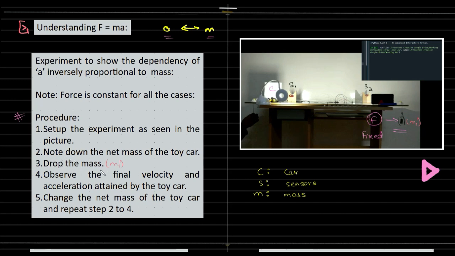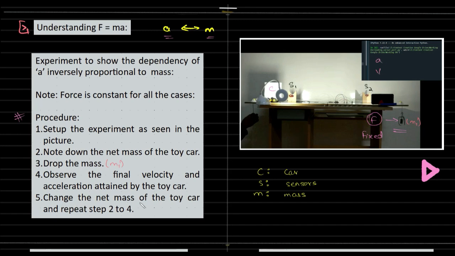The one which we are dealing with is the net mass of the toy car. That is the object under observation. That is the one which is going to get accelerated. Actually, all of this is going to get accelerated, but the point is we are reading the value of the movement of this car. So we are looking at the net mass of the toy car. Then we need to drop the mass, that is, let it accelerate. Observe the velocity and acceleration attained by the toy car, that is, read the values from the screen.